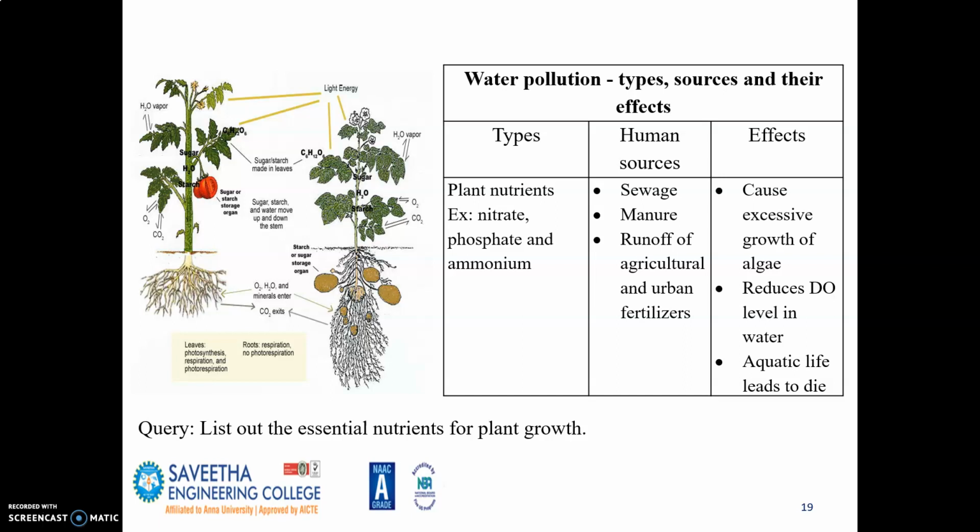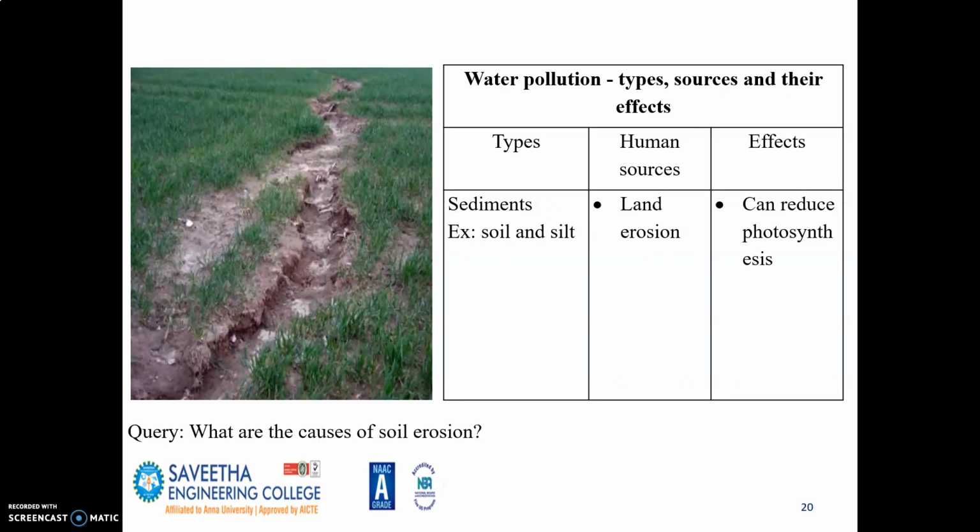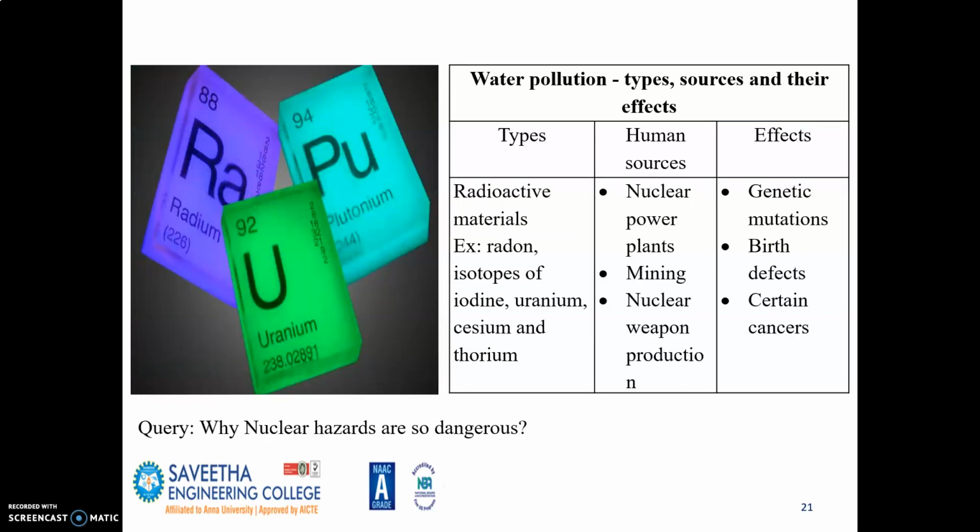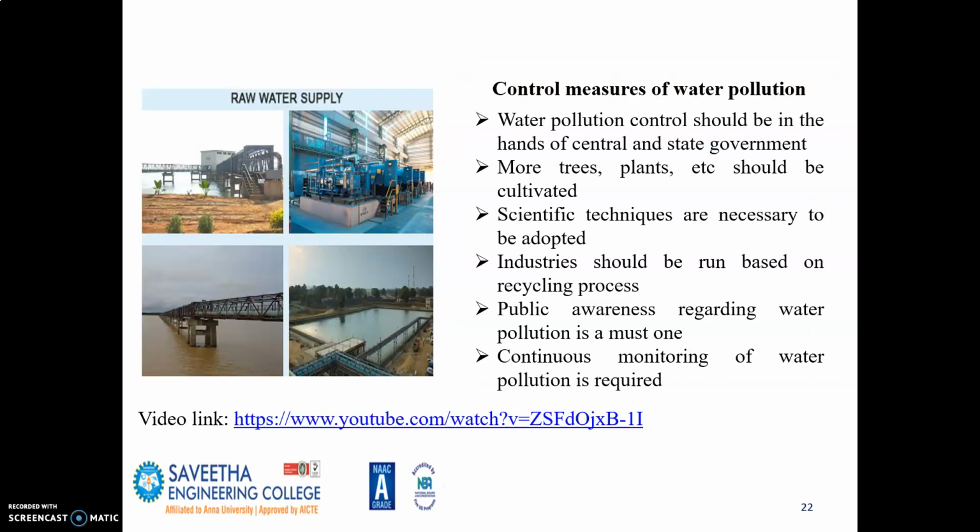Sometimes plant nutrients like nitrates, phosphates, ammonium, and even potassium salts are also responsible. Then sediments, for example soil and silt from land erosion, and very rarely radioactive materials such as radon, iodine, uranium, cesium, plutonium, and thorium also cause water pollution. The issues associated with radioactive waste are genetic mutation, birth defects, and deformation in newborn children.